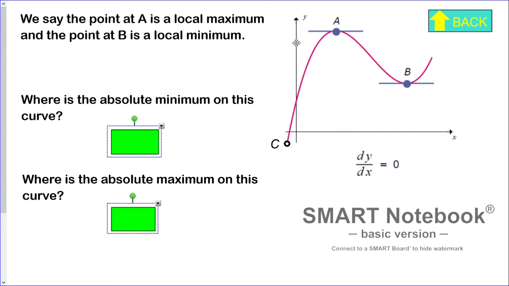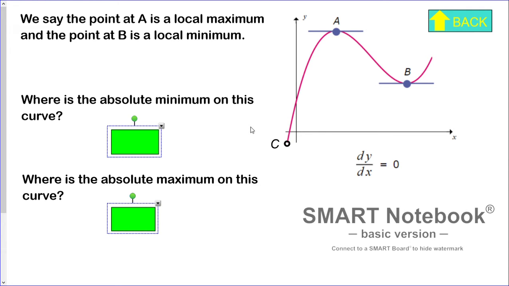What we say is the point A is a maximum, a local maximum, because we're going from a positive gradient to a negative gradient. At point B, we have a local minimum, because we're going from a negative gradient to a positive gradient, when we're moving from left to right. It's decreasing, then increasing.